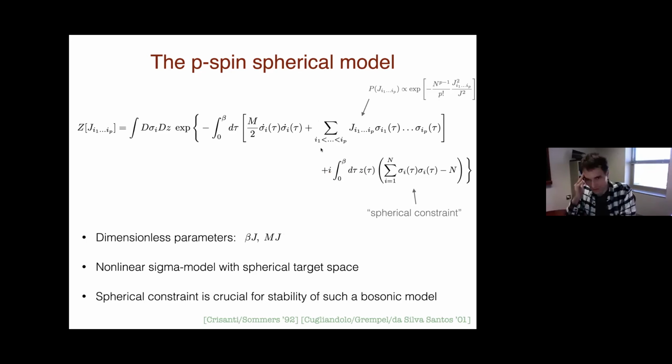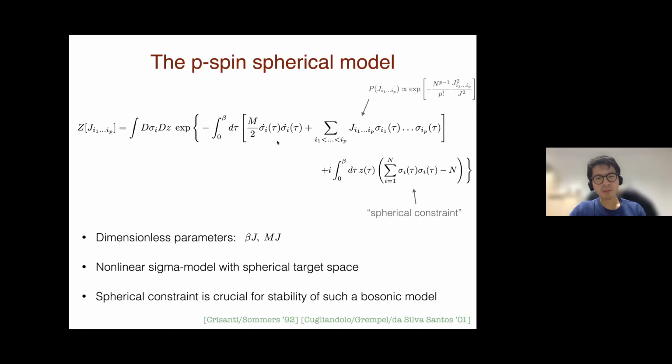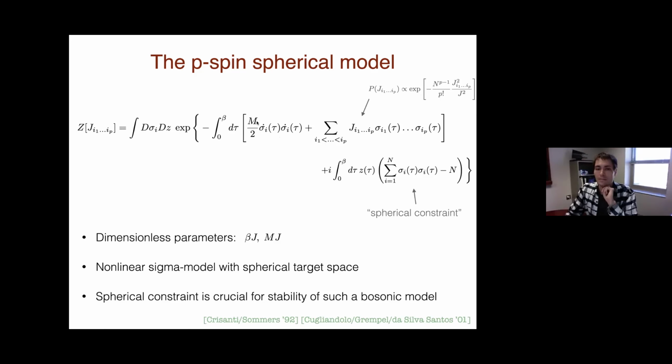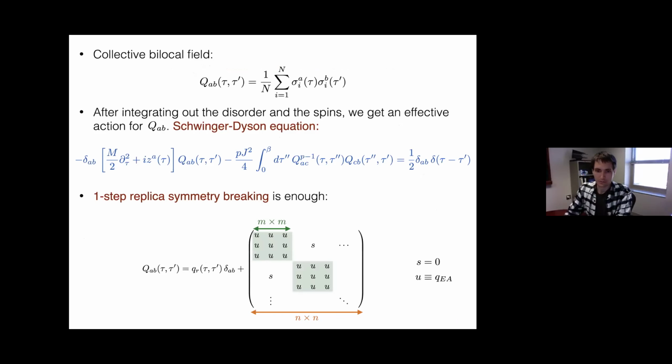Let me see if I get that right. If you send M to infinity, that's like a classical limit, I think. Yeah, you make this kinetic term infinitely dominant. So here, do we take this capital M to be small or big? It could be anything.